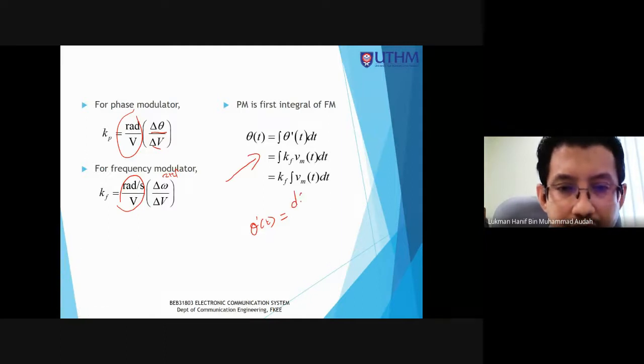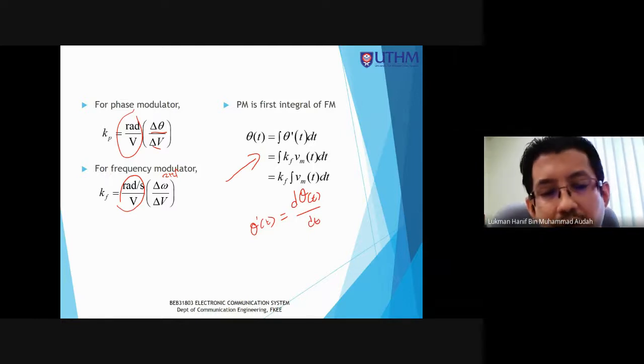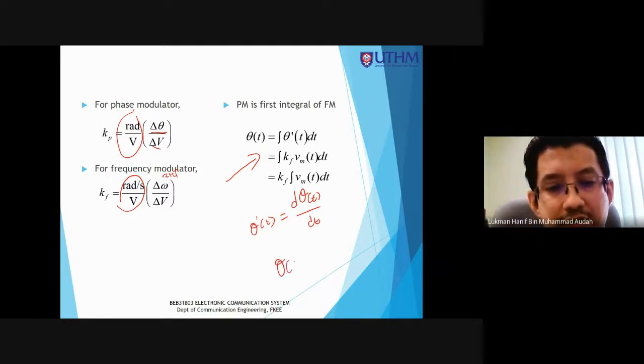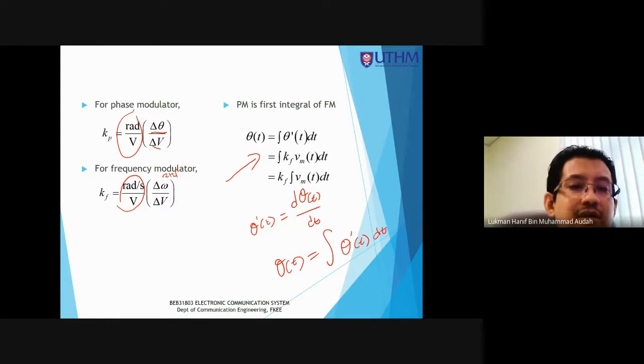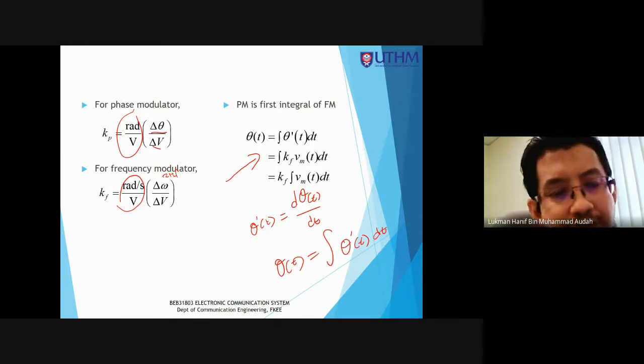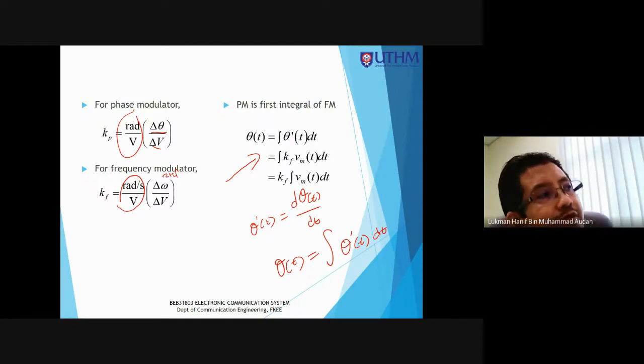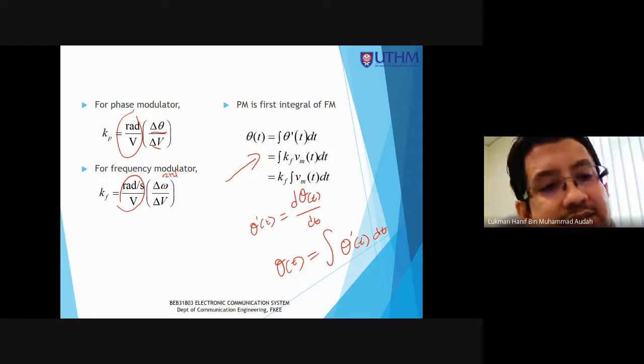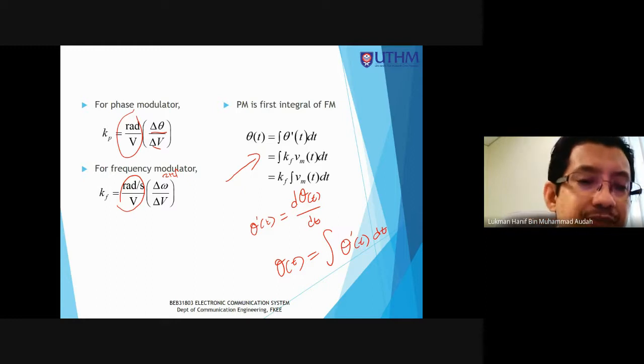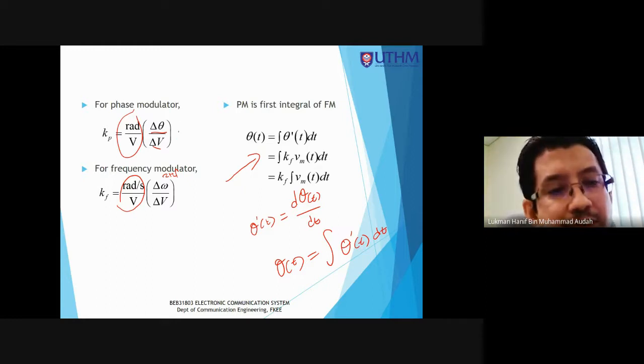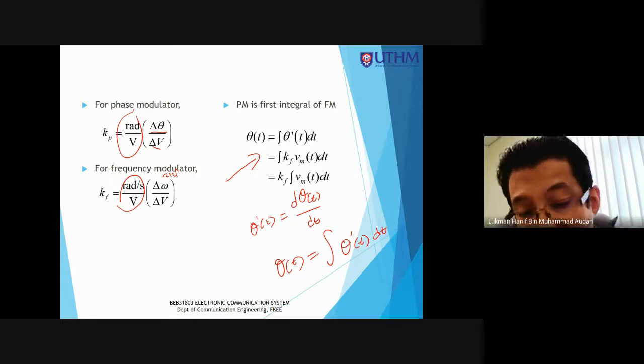So d theta t dt. But when we want to find the theta t again, we need to do the integral process of theta prime t dt. And for your information, we have previously asked this kind of question. Find Kp and Kf.